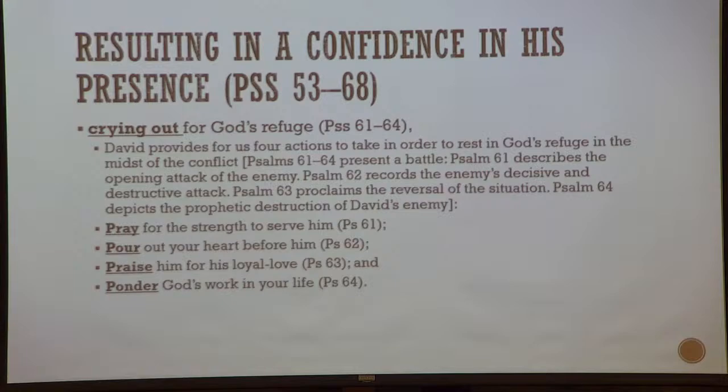Psalms 61 through 64 present a battle. If we read them together, 61 describes the opening attack of the enemy. 62 records the enemy's decisive and destructive attack. 63 proclaims the reversal of the situation, and 64 will depict the prophetic destruction of David's enemies. He's going to come on the scene and provide that destruction.